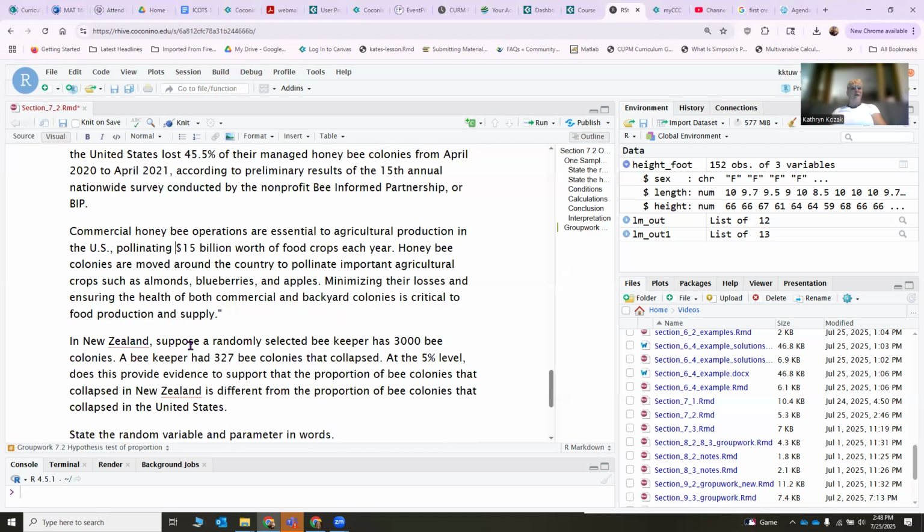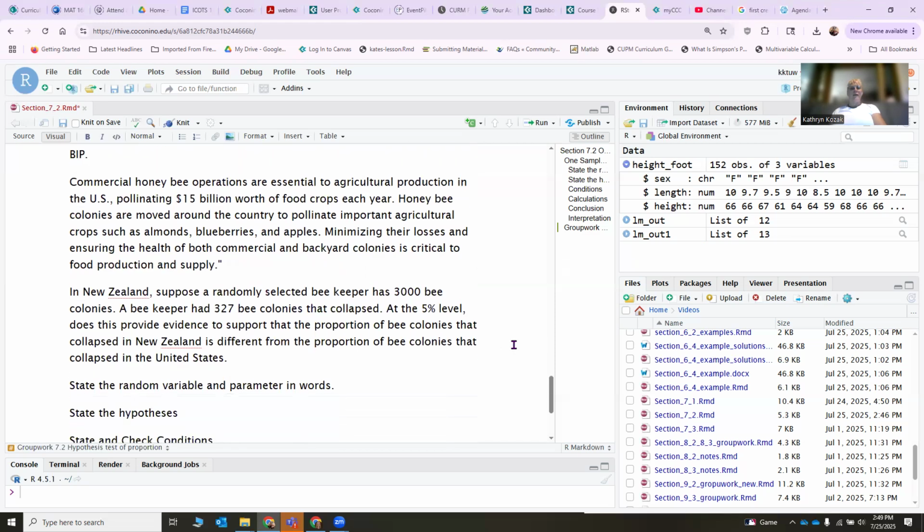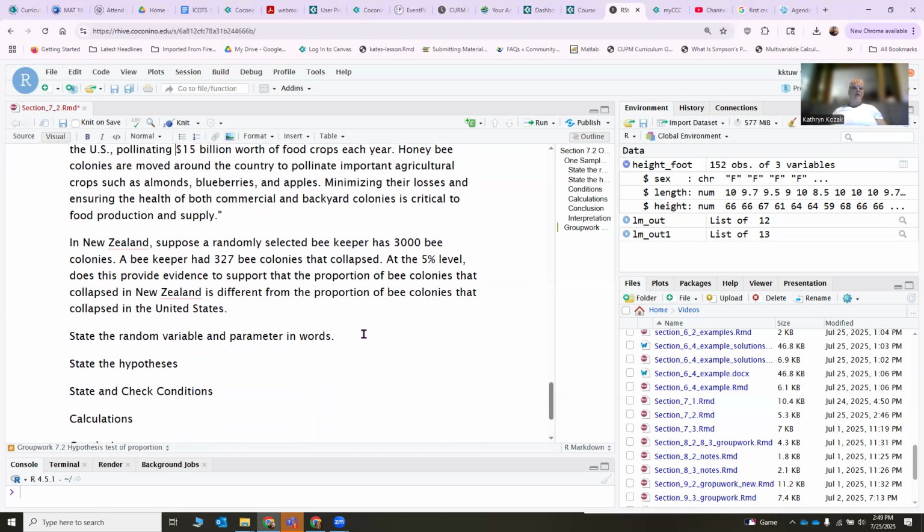In New Zealand, suppose a randomly selected beekeeper has 3,000 bee colonies. A beekeeper has 327 bee colonies that collapsed. At the 5% level, does this provide evidence to support that the proportion of bee colonies that collapsed in New Zealand is different from the proportion of bee colonies that collapsed in the United States? So this is a hypothesis test.